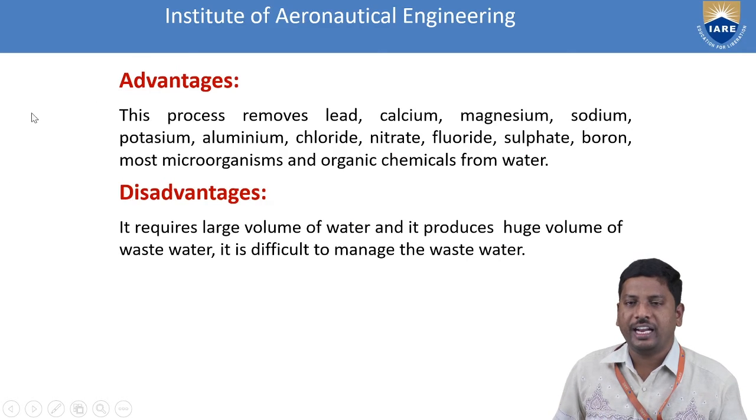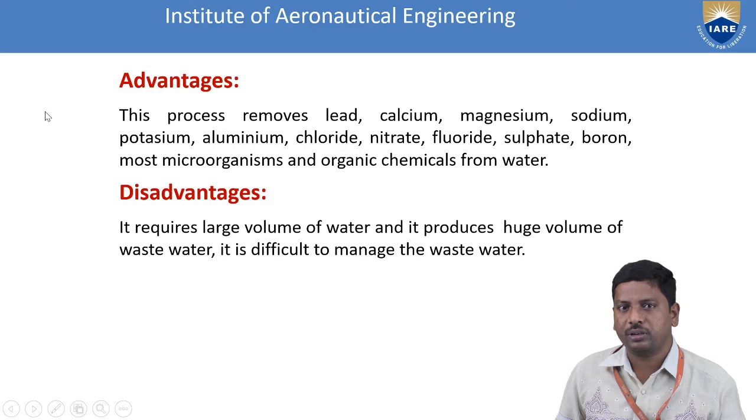So what are the advantages and disadvantages of reverse osmosis? First of all, let us see the advantages of the reverse osmosis process. Generally, reverse osmosis is not only applicable to ionic and non-ionic substances, it can be applied to any type of material in the water sample. The process mainly removes lead, calcium, magnesium, sodium, potassium, aluminum, all of which are cations, whereas chloride, nitrate, fluoride, sulfate, boron, and most microorganisms and organic chemicals are also removed from the water sample.